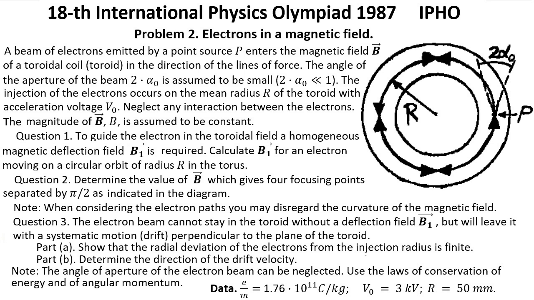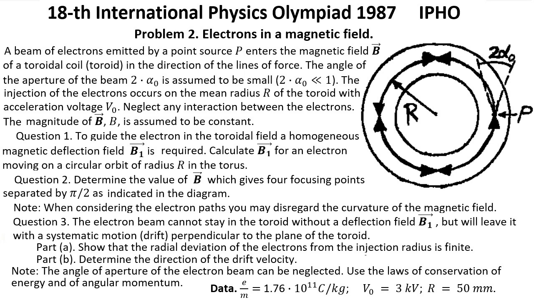Question 1. To guide the electron in the toroidal field, a homogeneous magnetic deflection field vector B1 is required. Calculate B1 for an electron moving on a circular orbit of radius R in the torus.